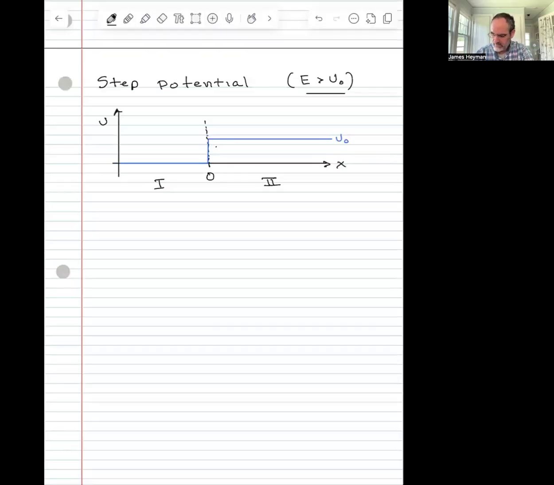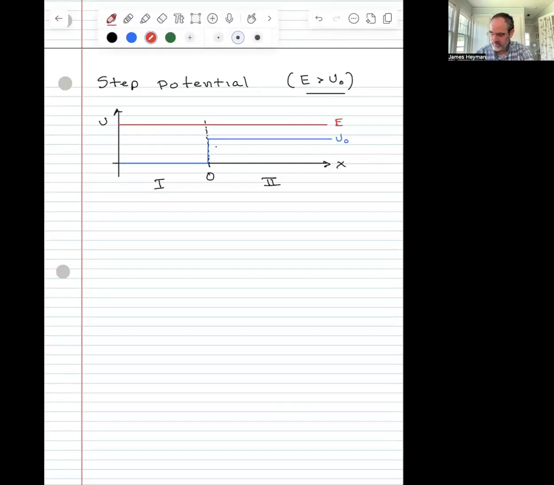Okay, now let's look at the step potential problem in detail. To begin with, we're going to look at the case where the energy of the particle is greater than the height of the potential step. So the energy of the particle will be higher than the energy of the potential step.